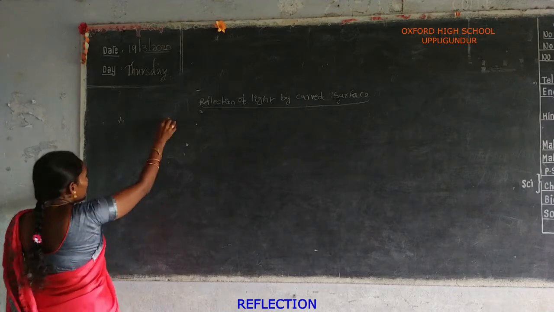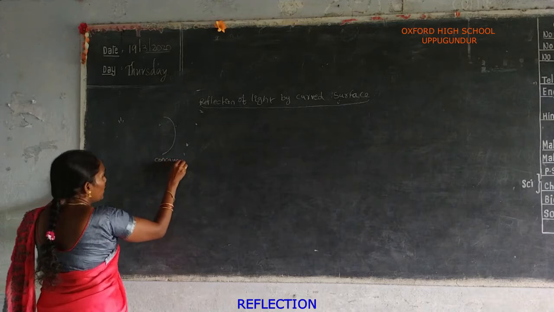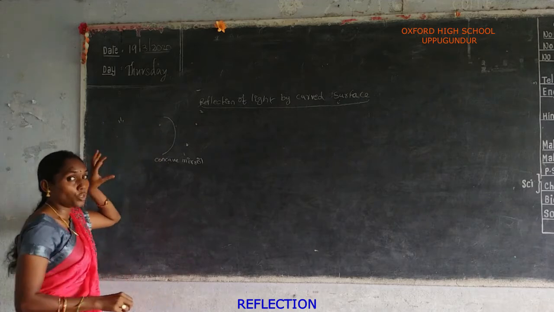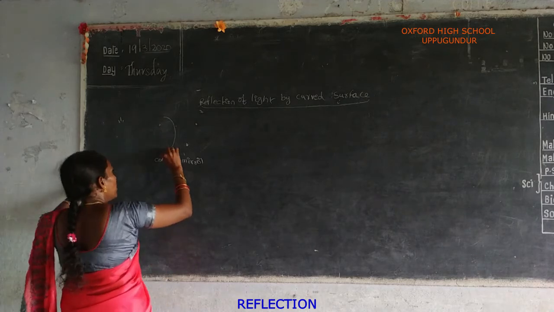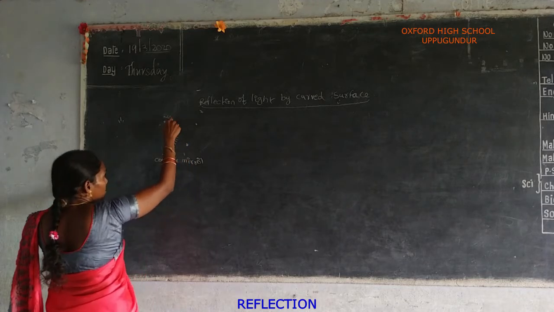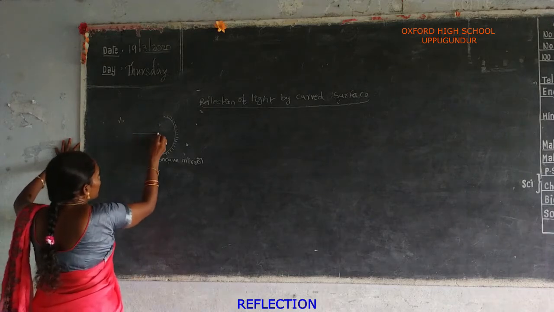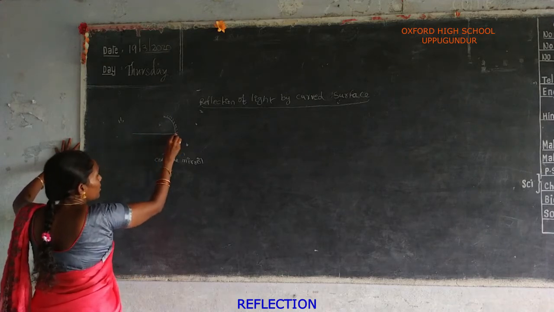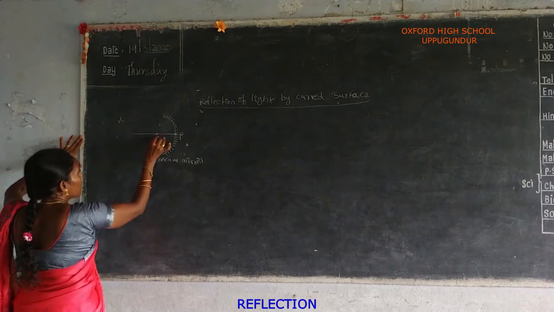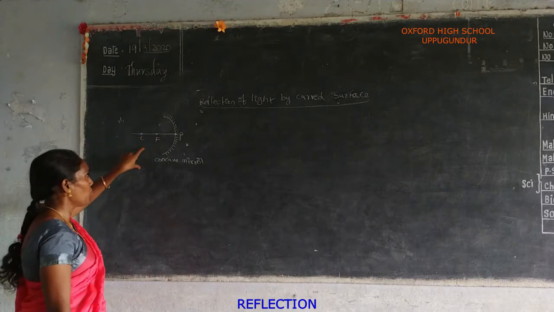Now see rule number 1. This is the concave mirror. Concave mirror means the hollow surface or inside surface acts as the reflecting surface. The outside is coated with lead oxide. This is the coated surface, no reflection takes place. The reflection takes place only on the inner side. This is the pole, the midpoint of the mirror, and this is the focus, and this is the center of curvature. Okay, now this is the concave mirror.